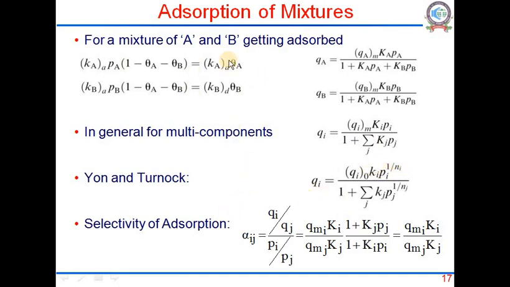Again, when there are multiple components, we can define selectivity of adsorption, just like we define separation factor or relative volatility. You can define this as Qi by Qj, the amount adsorbed for the ith component divided by the amount adsorbed for the jth component, divided by the pressures of i and j in the gas phase. Now if you rearrange, you can write it in terms of the maximum amounts Qm for i and j and the corresponding pressures, and if the pressures are small, then it is just the ratio of Qm and K for the ith component divided by Qm and K for the jth component.